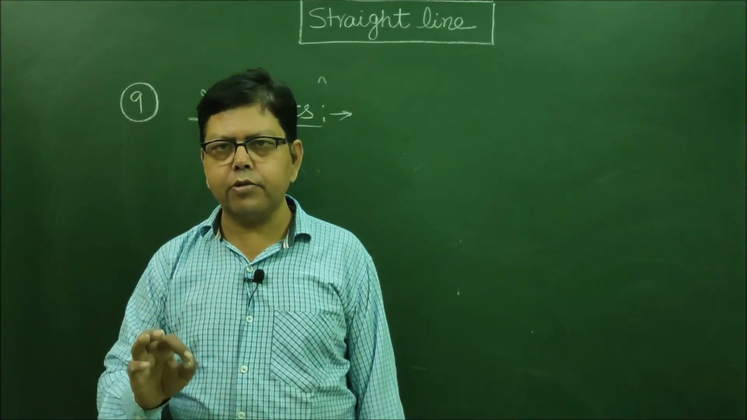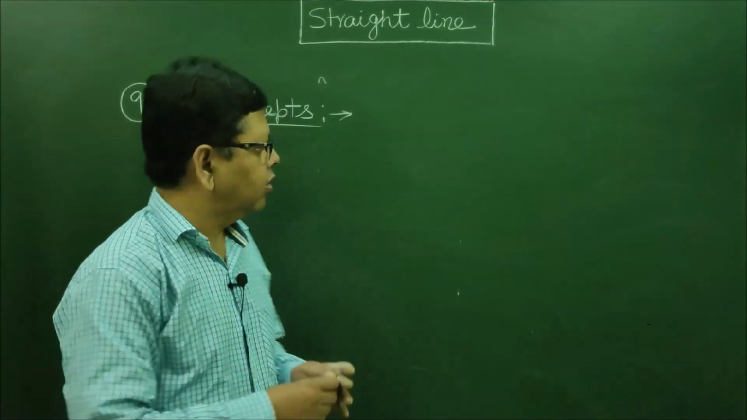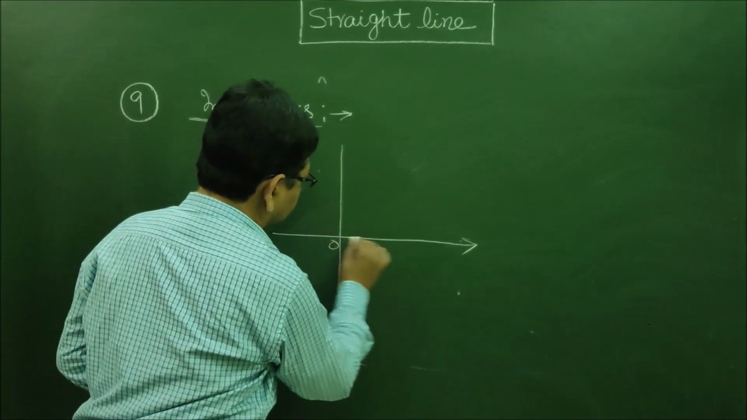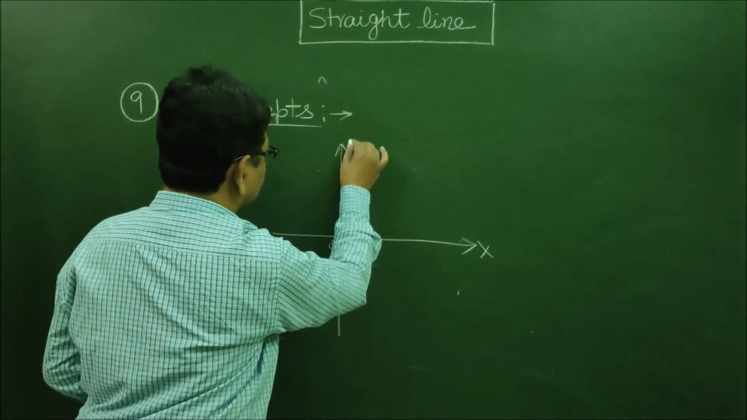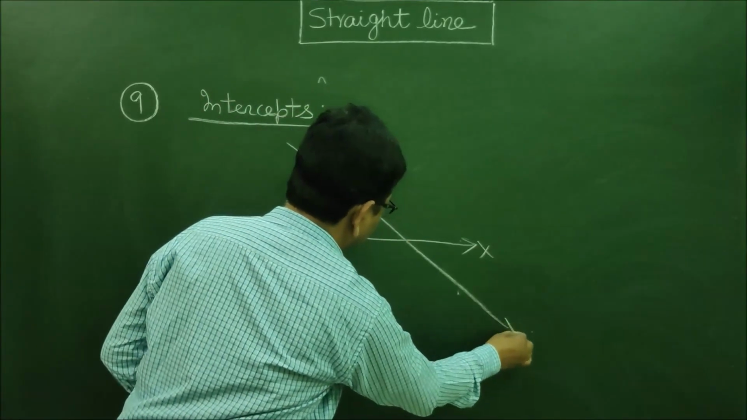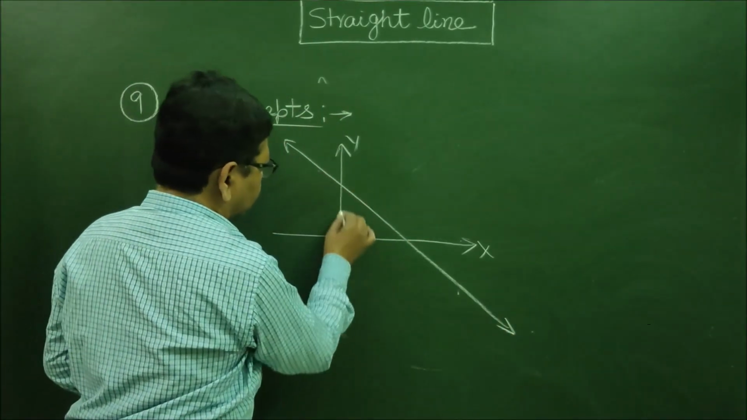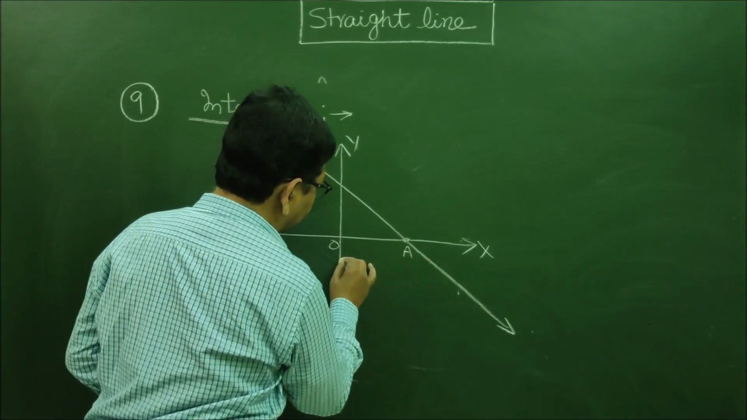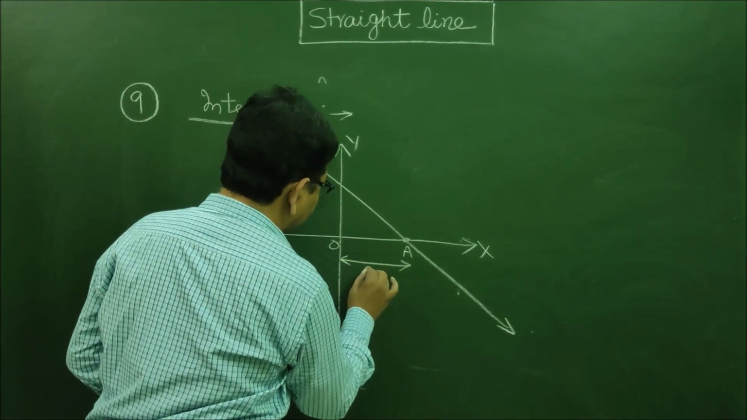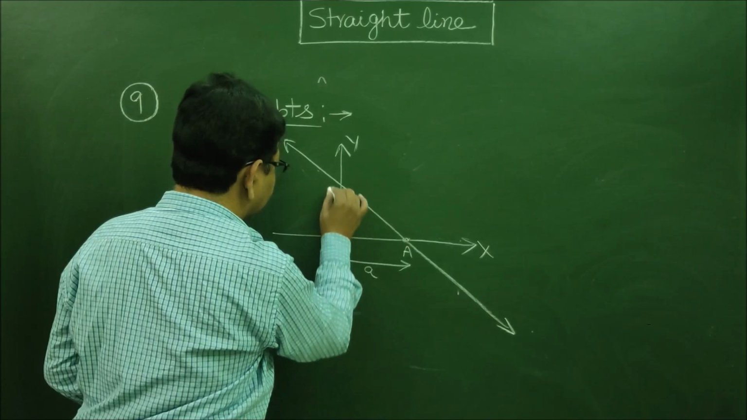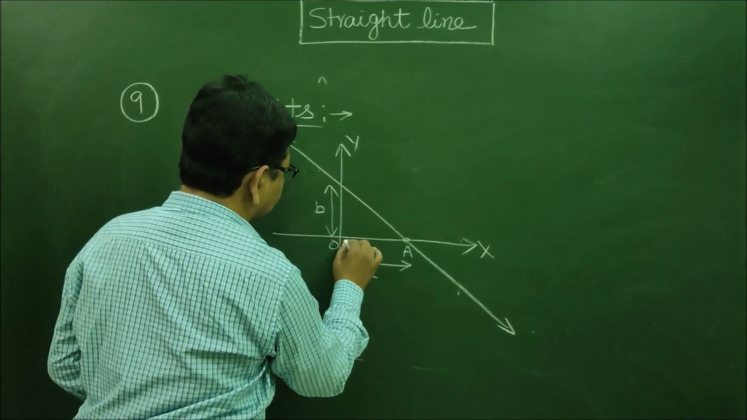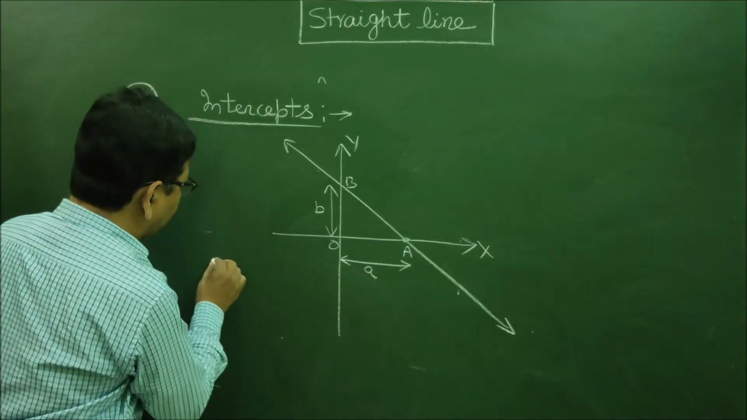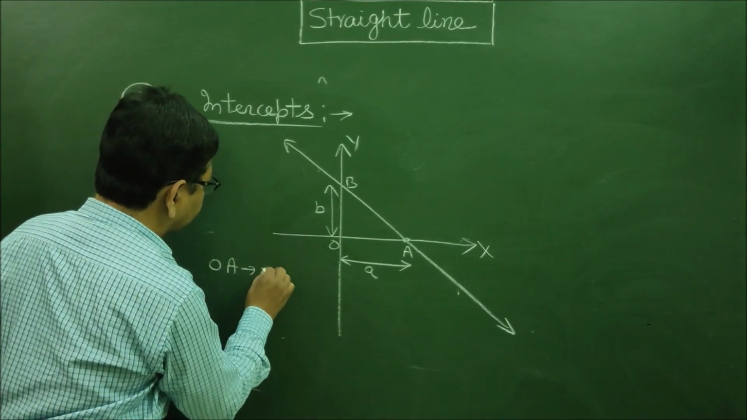Now intercepts made by a line on the axis. So if we have a straight line, then when it passes through both the axes, it cuts some length on the x-axis and some length on the y-axis. So the length which it cuts on the x-axis is known as the x-intercept. So here OA is the x-intercept of the line.